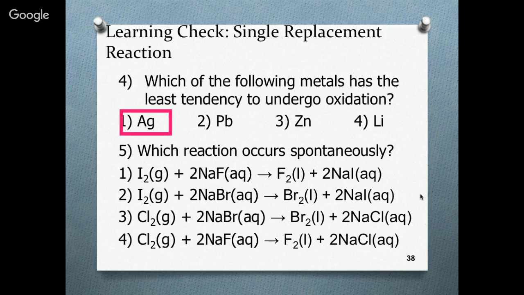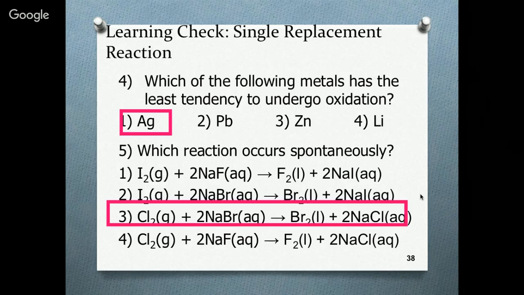Okay, so the first one is going to be Ag, which one has the least tendency to undergo oxidation. That means the one most likely to be reduced. And the second one, for something to occur spontaneously, the one that's by itself has to be higher up. So chlorine would have to be higher up than Br on table J.